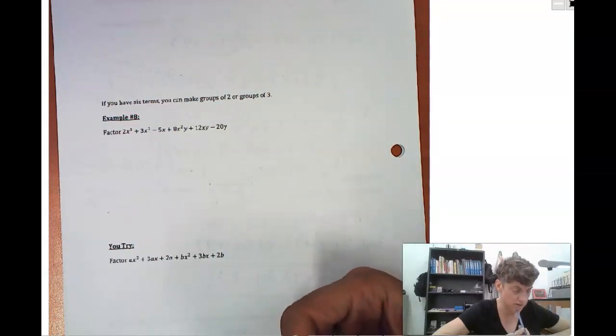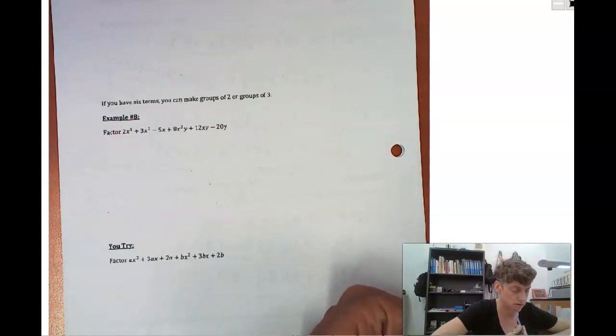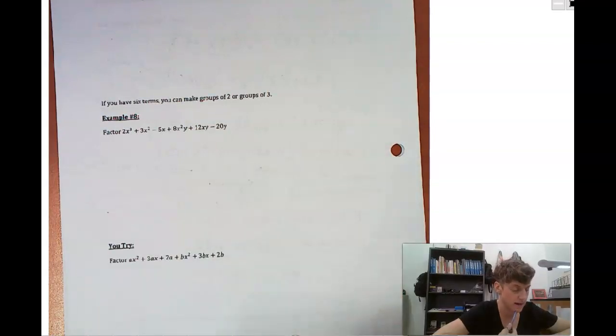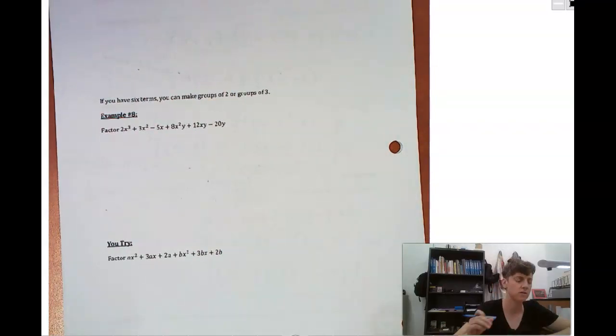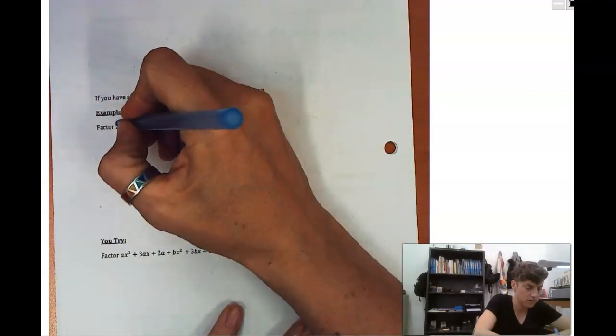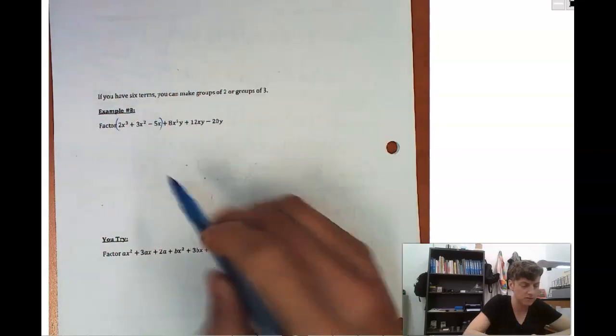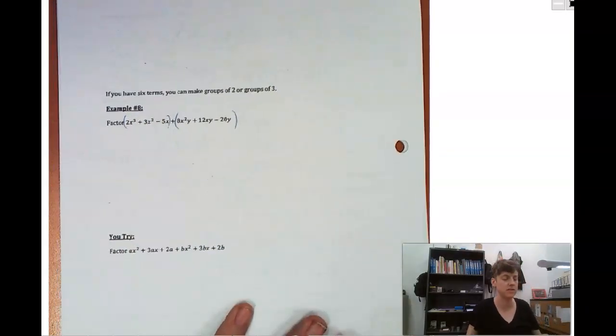2x cubed plus 3x squared minus 5x plus 8x squared y plus 12xy minus 20y. Let's see. I think let's go with groups of 3. Let's do groups of 3. So let's put these 3 together. Those all have x's. Let's put these 3 together. Those all have some y's. Okay, so let's deal with these separately.